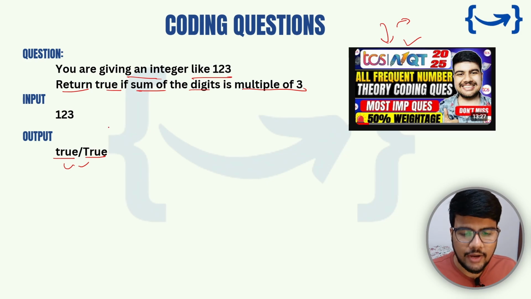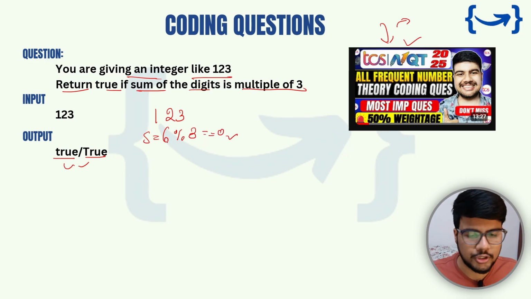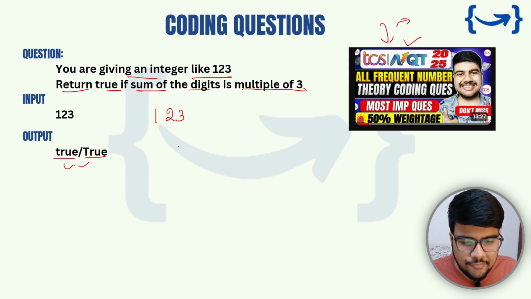Great. So we have 1, 2, 3. We need to check its sum of digits. What would be the sum? It would be 6. And if the sum of digits is divisible by 3, then only you need to return true. Otherwise, you need to return false. So I know that it is a very easy question. What you will do is fetch out every digit, the ones place digit, and accumulate it, finding the sum, and in the last, just check whether it is divisible or not.